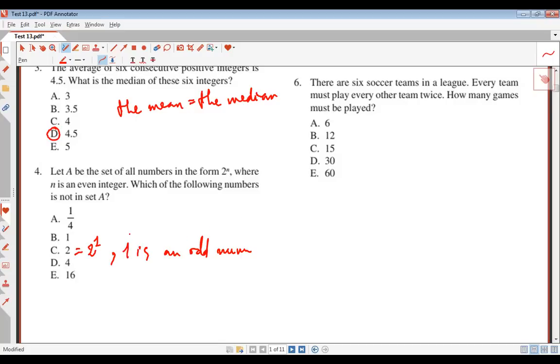We can check all those options to understand more. Here, option A, 1/4 equals 2 raised to the power minus 2, and minus 2 is an even number. 1 equals 2 raised to the power 0. 4 is 2 raised to 2, and 16 is 2 raised to 4. The final result is option C.